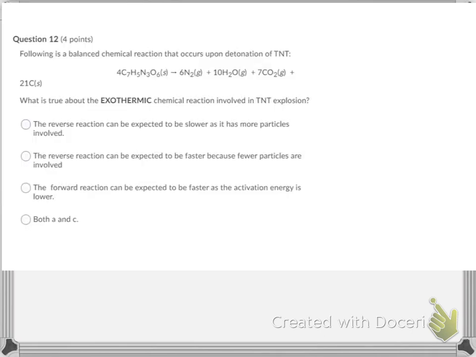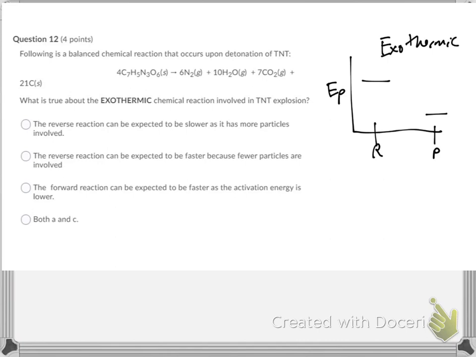Here we're given a chemical reaction of TNT. So we have this solid and it just explodes into a bunch of gas particles and other solid particles. And so what is true about this exothermic reaction? Well, keep in mind an exothermic reaction would look like this. The forward direction is always going to be faster because it has the lowest activation energy. So this is what's true about all exothermic reactions.